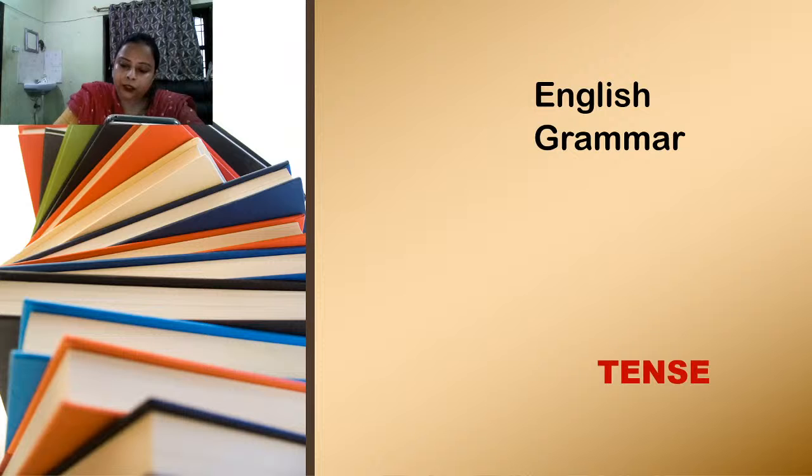In the previous class I told you that a sentence can be positive as well as negative. So if I am talking about a negative sentence, what will be the rule? It will be subject plus had plus not plus the third form of the verb plus the object. For example, they had not attended the function.